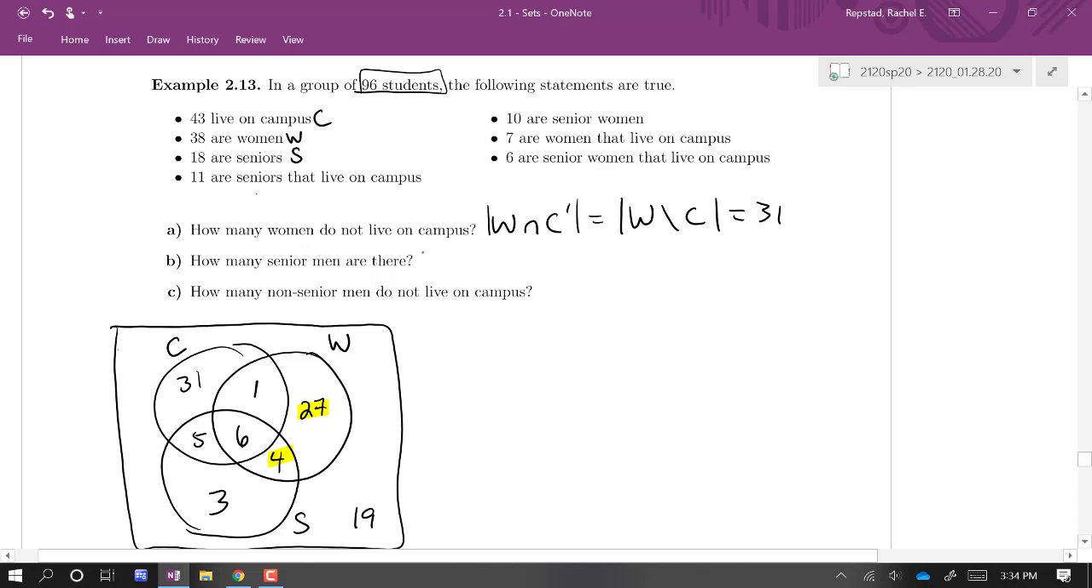Senior men. It'd have to be an S, seniors that can't be in W. So we could also denote that as S set minus W. You're in the senior circle but not in W, so I think that's those two, or plus the 19, right? Because the 19 are not senior. So I think we just get those, and that's 8.